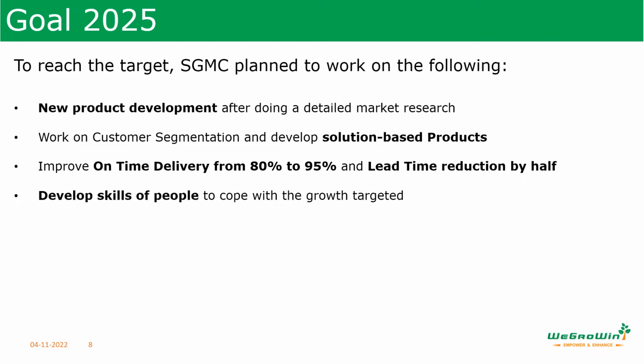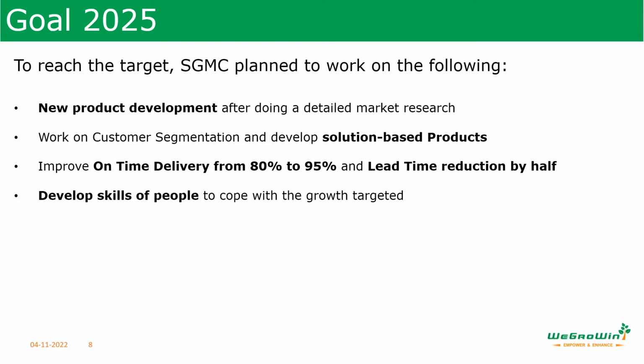SGMC identified some areas for improvement. They should do new product development after proper market research. With this, they should do customer segmentation and develop solution-based products. They should improve on-time delivery, based on the customer requested date, from 80% to 95%. Also, they should reduce the lead time by half, and improve the skills of the people.